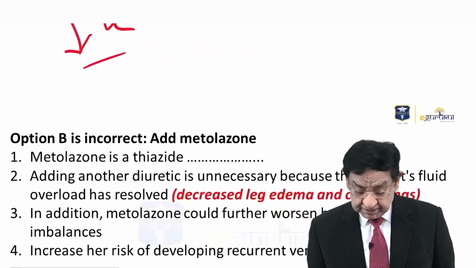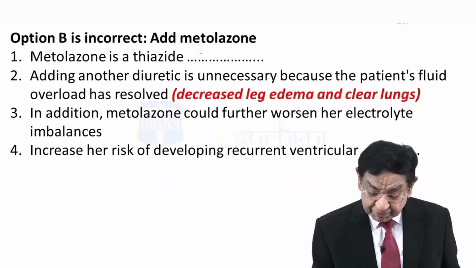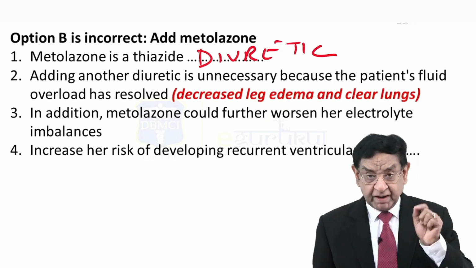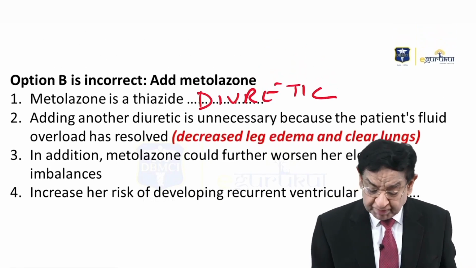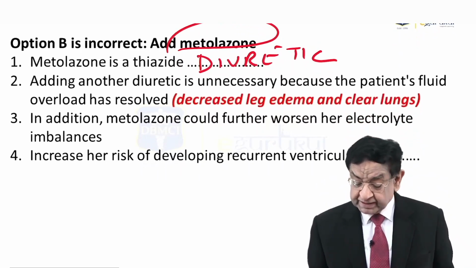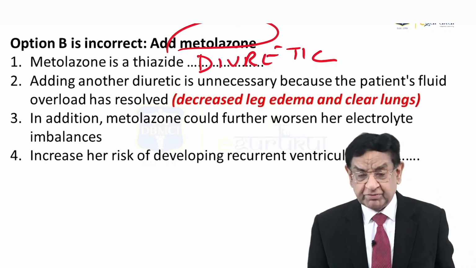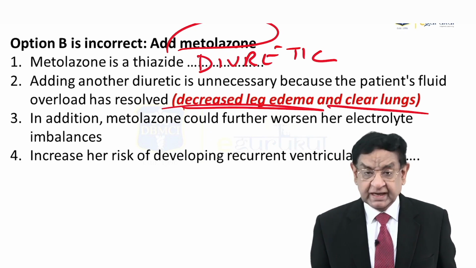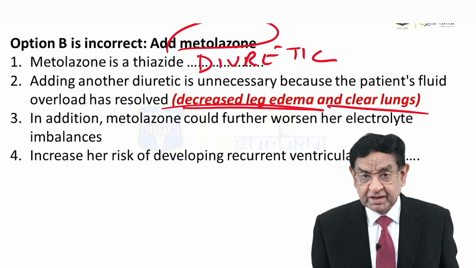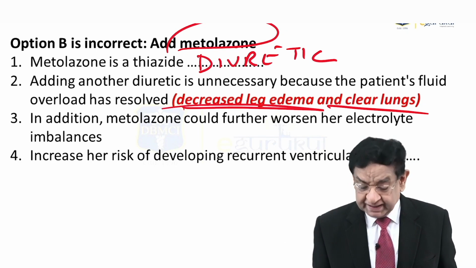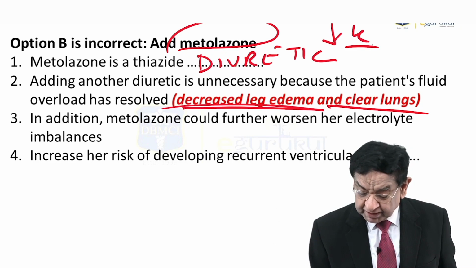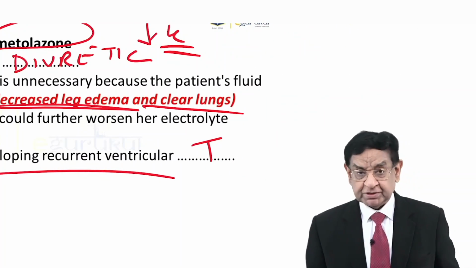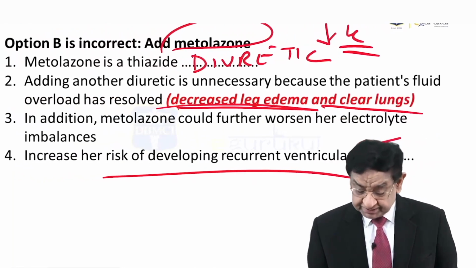Same thing, metolazone is again a type of thiazide diuretic, and out of all thiazide diuretics, it is one of the most powerful. Moreover, there is no indication for adding any diuretic because the leg edema is already reduced and the lungs are clear. That means her congestive heart failure problem has been taken care of. There is no point in adding it, and it is further going to cause hypokalemia and worsen things. So it will add to the ventricular tachycardia. So there is no point in adding another diuretic.